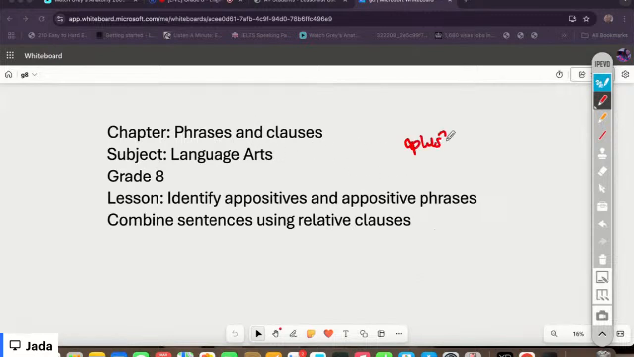First, you would have to log in using aplusstudent.com. Then, you click on your name and move on to language at grade 8. We had the first three lessons the other day and we will finish up the remaining two: identify appositives and appositive phrases, and combine sentences using relative clauses.